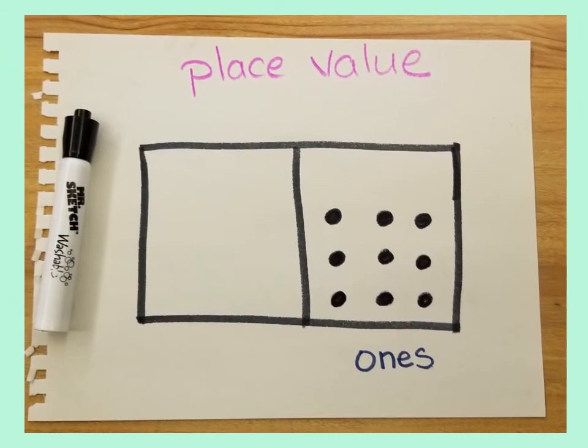So your paper should look something like this. You can pause the video here while you make yours if you want, or go back and watch this again. Draw the rectangle, line down the middle, the 9 dots, and ones. You can write place value up at the top. See where I wrote that in purple? P-L-A-C-E V-A-L-U-E, place value. Okay, now watch. I'm going to show you again how I did that.